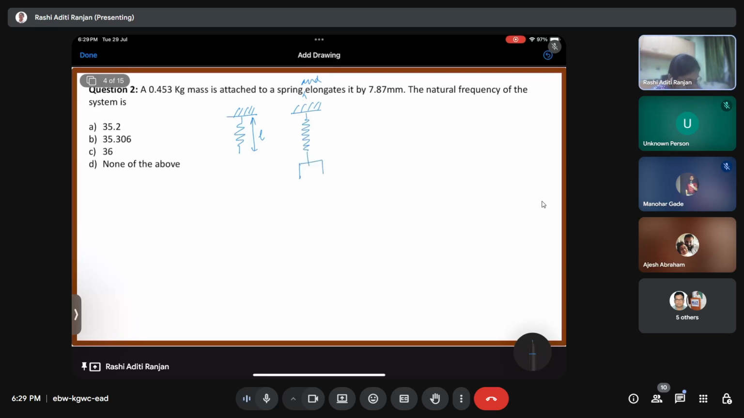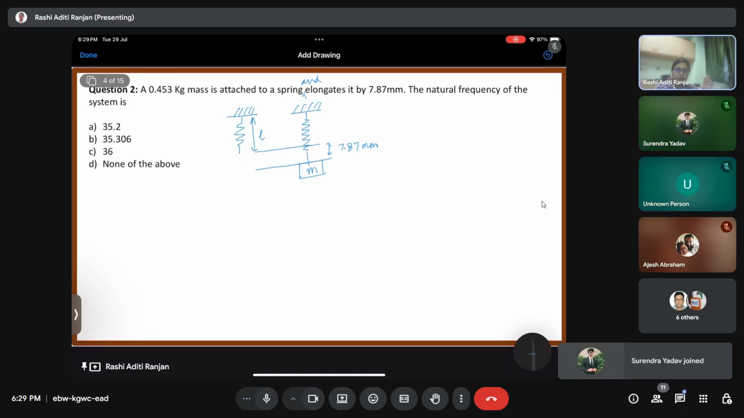So this has a mass m. So this elongates the system by 7.87 mm. Okay. So see, now this is a model. If you think physically, if I have a spring, if I attach a mass, it is going to oscillate. The oscillation is going to diminish, and after some time, it will come to the equilibrium point, right? But if we look at the model, that is not true.